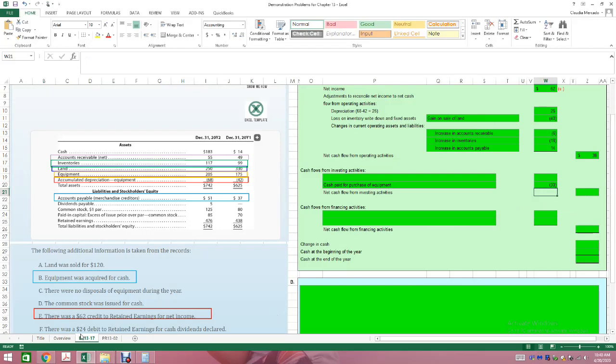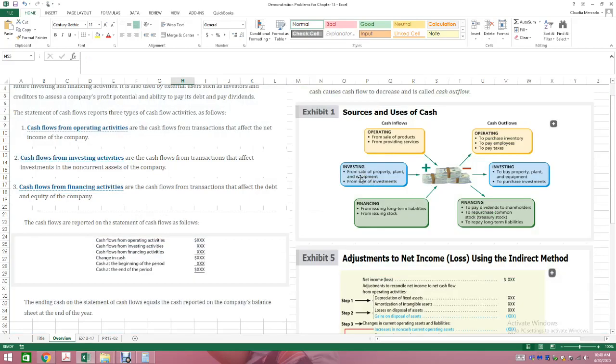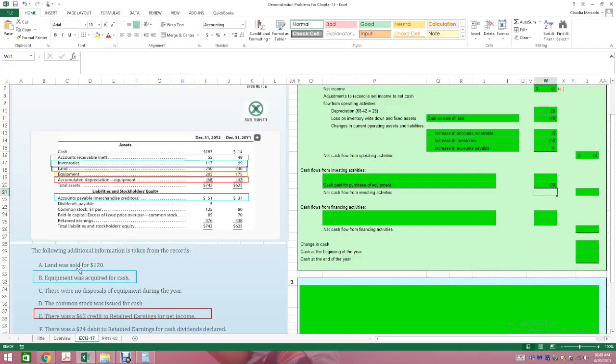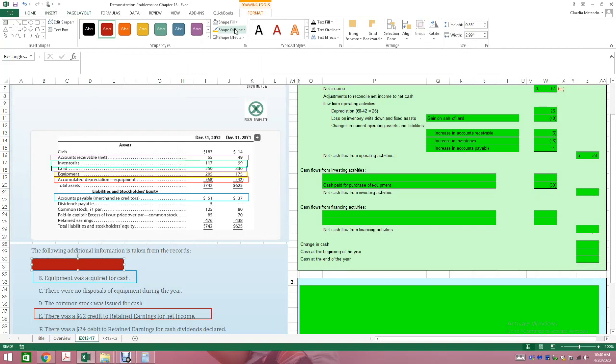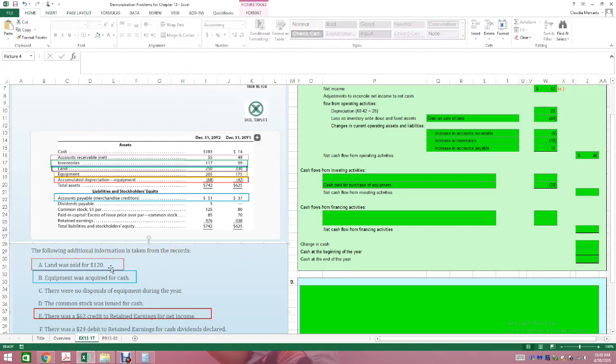What else did you buy? Investing is from the sale of property, plant, or equipment, or you invested by buying property, plant, and equipment. What else did you buy? Well, you also bought land. So let's look here. You bought a piece of land for $120. So they're telling you how much you purchased the land for. You purchased it for $120.